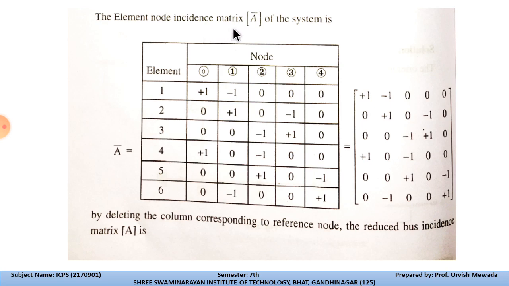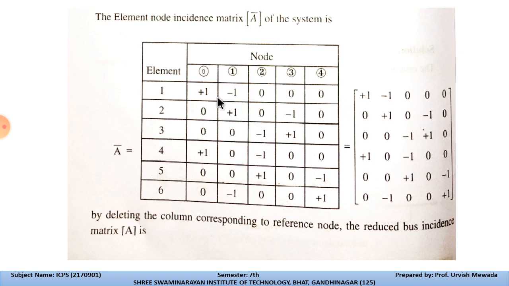The element node matrix A we already derived in the theory, but let us use those principles and rules to form the bus incidence matrix A. We have a total of 6 elements, and the number of nodes, including the reference node, that is 4. Including the reference node 0, it will be 5 nodes. So this will be a 6 by 5 matrix.